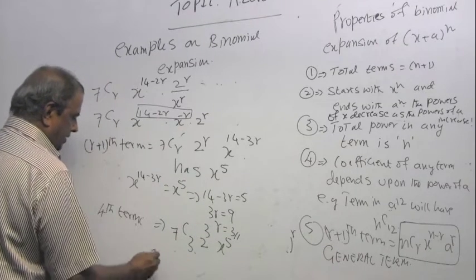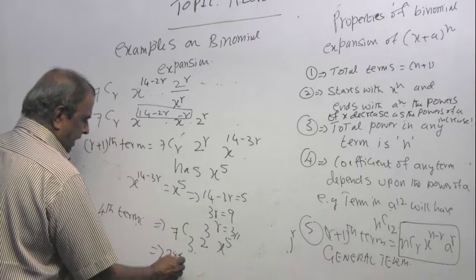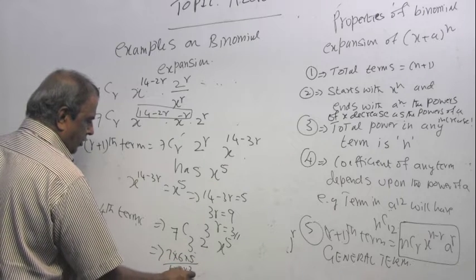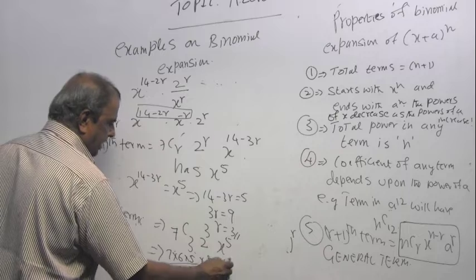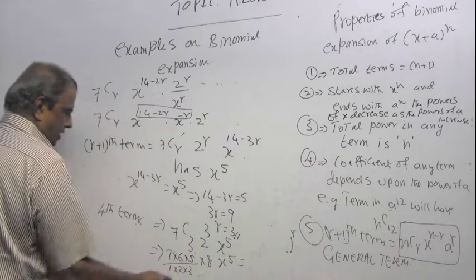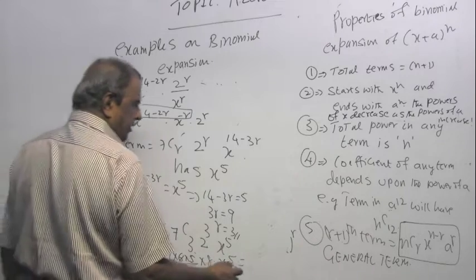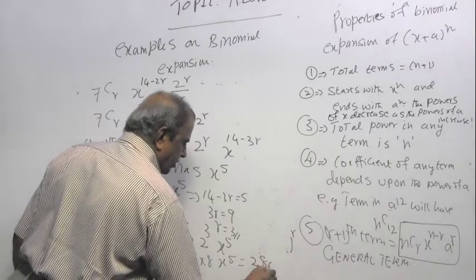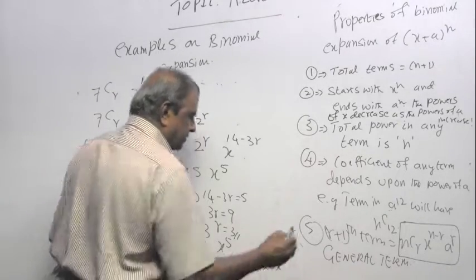7C3 is 7 times 6 times 5 over 1 times 2 times 3, times 8 x power 5. 2 and 3 cancel, 35 times 8, 240 plus 40, 280. So the term is 280 x power 5.